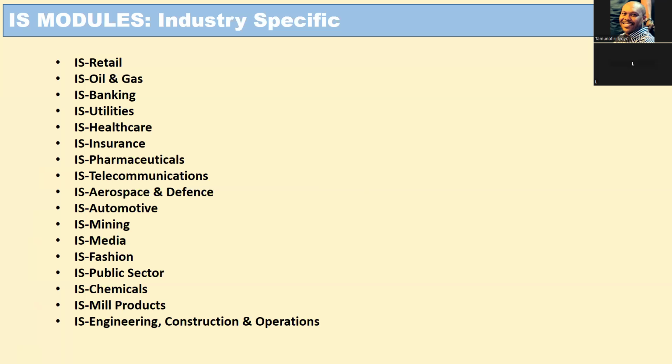In the industry-specific modules now, we have the IS retail. There are several of them, but whatever industry, SAP has a solution for that particular industry. So we can always explore whatever industries we wish to go into, know how it works and the likes now.